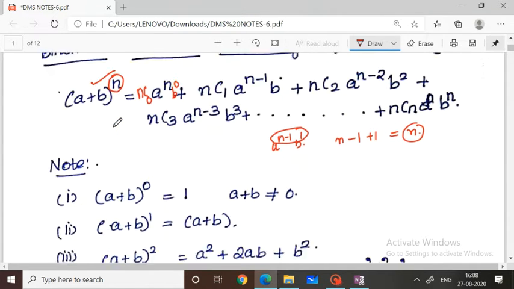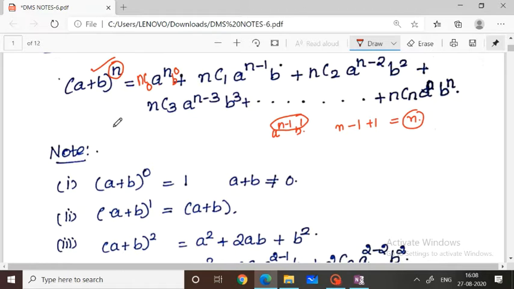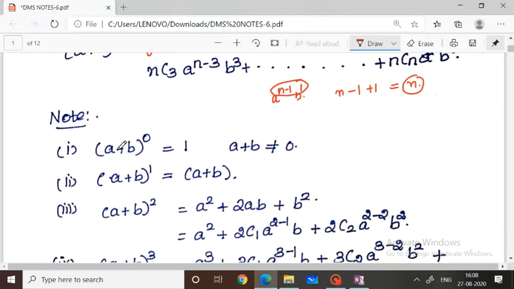Next, I have written some examples. First one, a plus b raised to 0, that is equal to 1. We know that any value raised to power 0 is equal to 1, with the condition that a plus b is not equal to 0, because 0 raised to 0 is an invalid term.